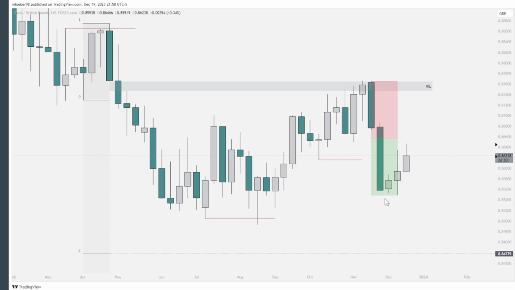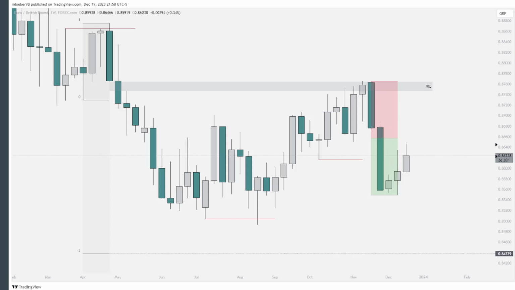And what did it do displacing lower? It took out this external range low and this external range low before it found a bottom to then start retracing into premium of this swing high to this swing low that I have marked off here.